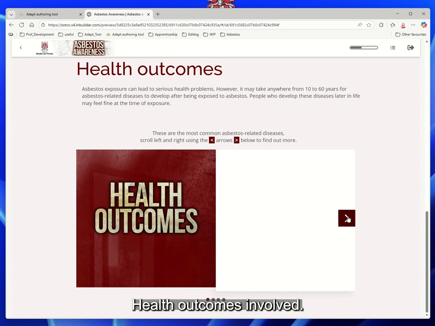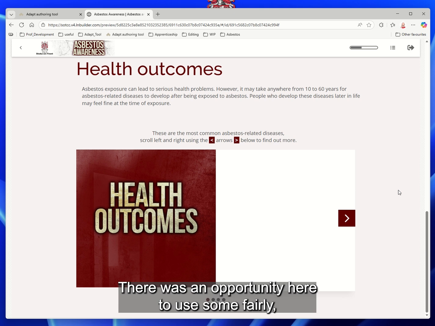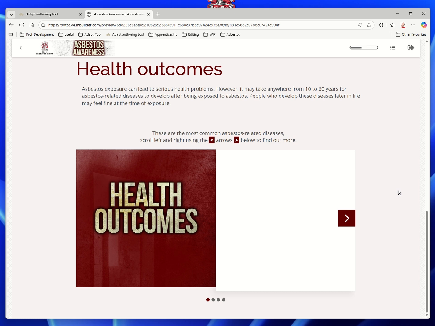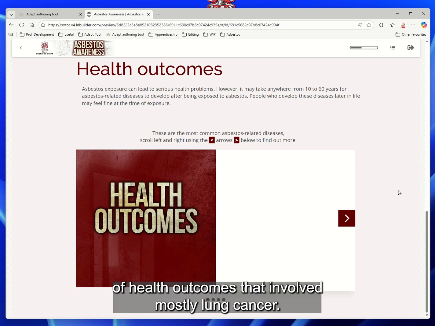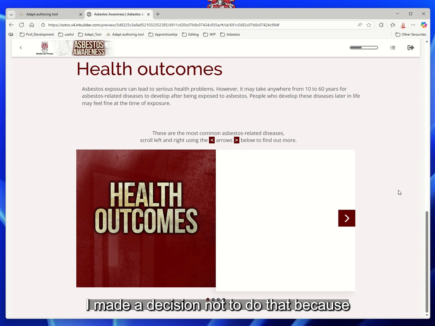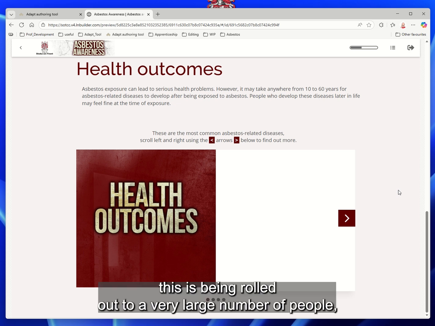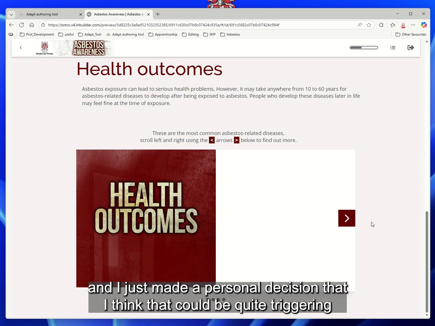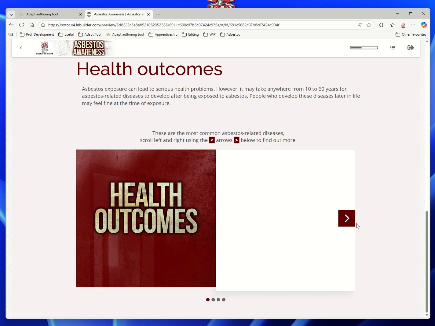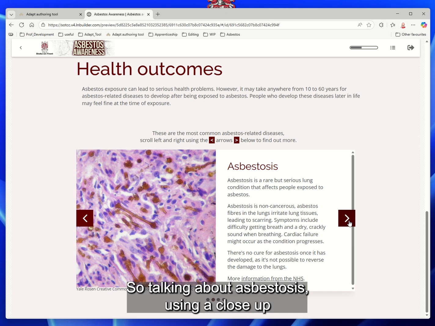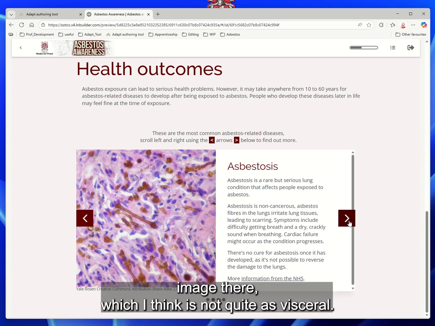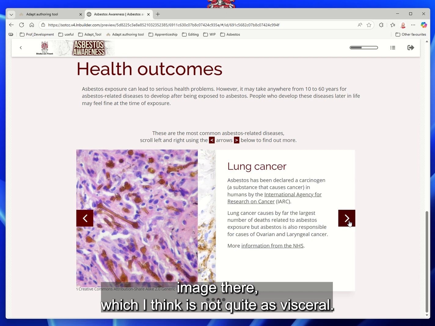Health outcomes involved. There was an opportunity here to use some fairly graphic images of health outcomes that involve mostly lung cancer. I made a decision not to do that because this is being rolled out to a very large number of people, and I just made a personal decision that I think that could be quite triggering for some people. So talking about asbestosis using a close-up image there, which I think is not quite as visceral.